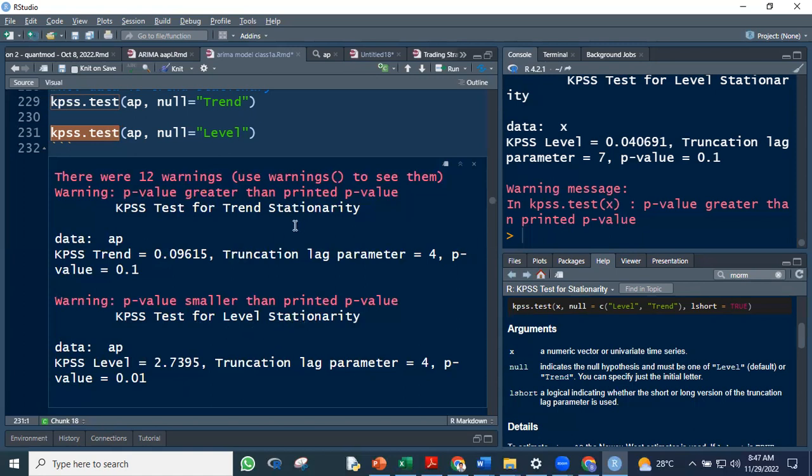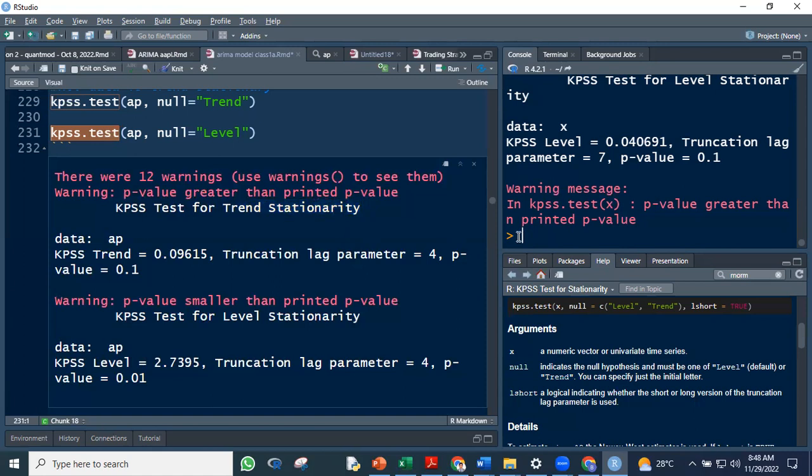So what's the difference between trend and level stationary? Okay, so I will leave you guys to look at this. Kindly read up on this. Ano yung difference according sa tseries package? Dinidistinguish nila between trend stationarity at saka level stationarity. Okay?